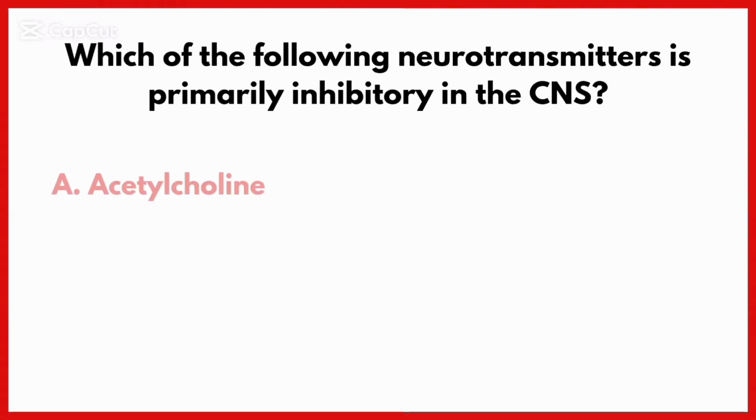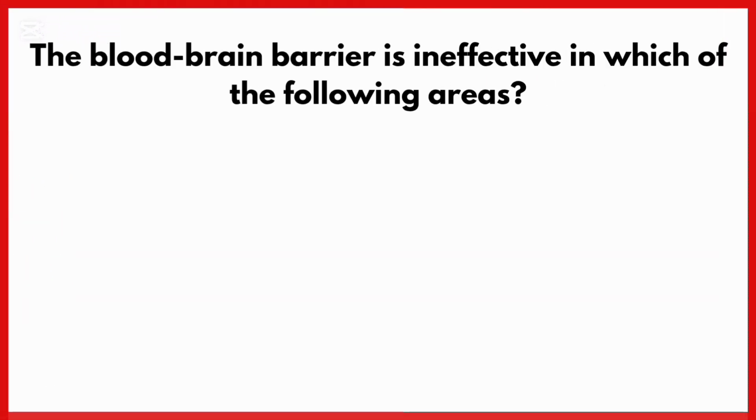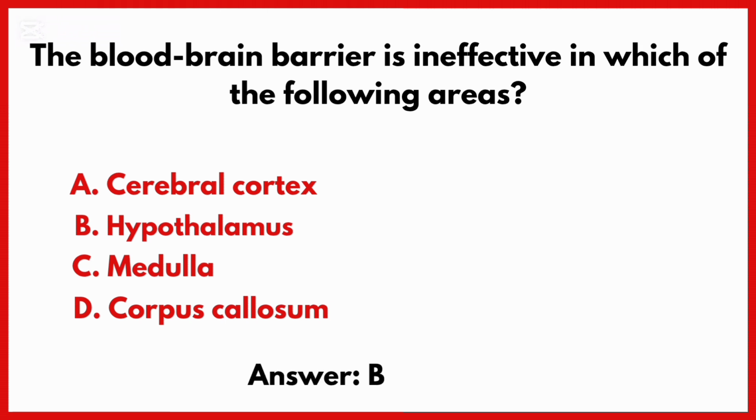Which of the following neurotransmitters is primarily inhibitory in the CNS? Correct answer is option C, gamma-aminobutyric acid. The blood-brain barrier is ineffective in which of the following areas? Correct answer is option B, hypothalamus.